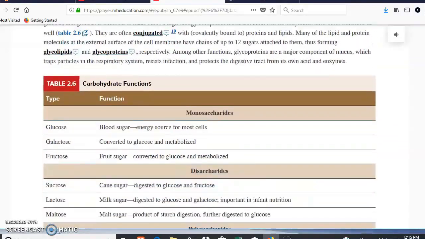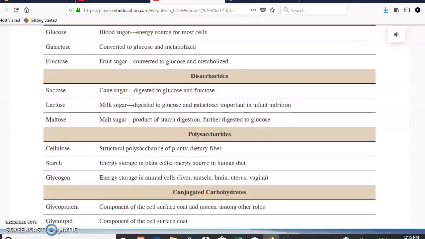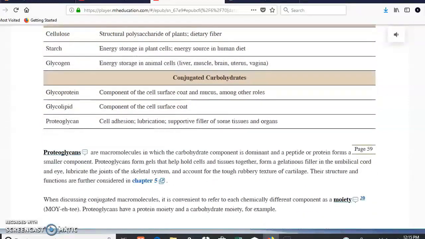You have in here carbohydrate functions. For example, glucose is very important in the human body to produce ATP. Okay, so if we keep scrolling down, proteoglycans is just a combination of proteins as well as carbohydrates.